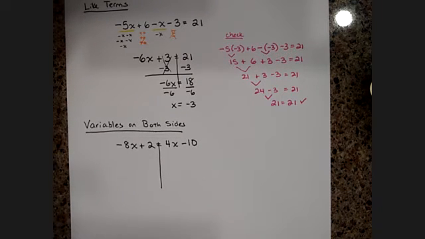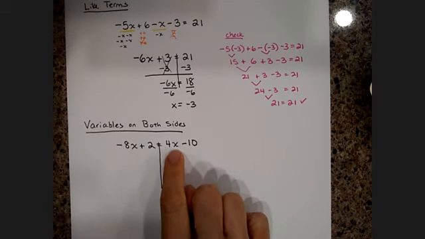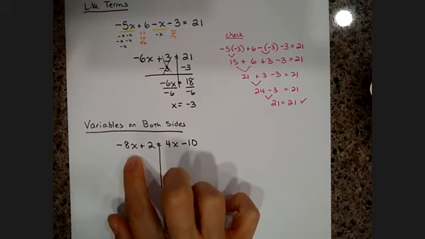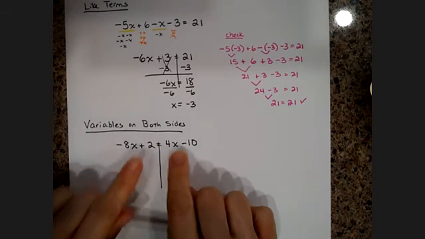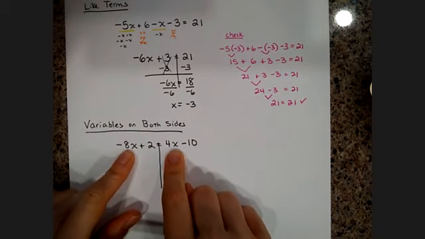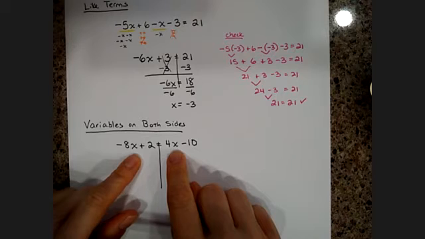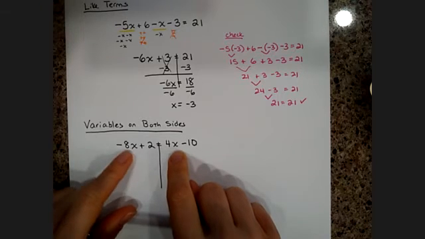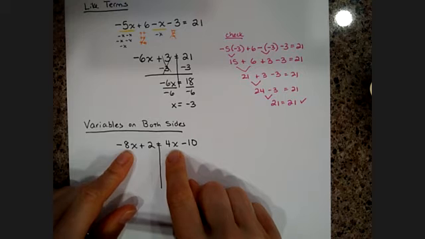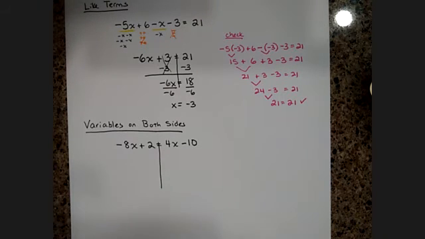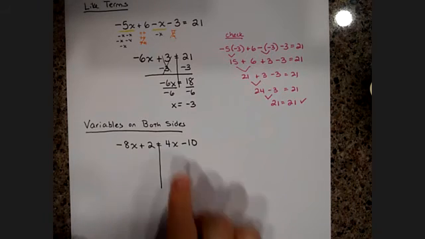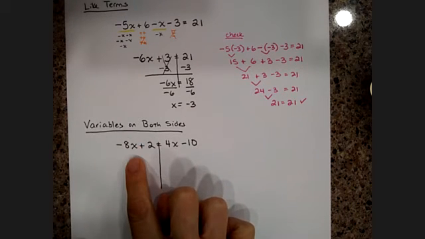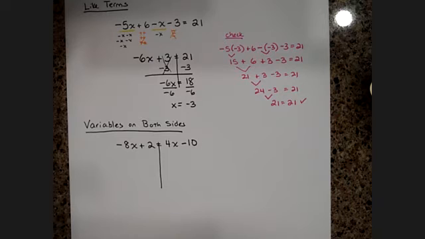Again, drawing the line helps you see that this 4x is on the right side. This -8x is on the left. And this line is like a wall. You cannot add these two together. They're on opposite sides of a wall. You cannot combine them. The only way you can combine them is to bring one of them over the wall to join the other. It's up to you as to which one you'd want to bring over. But remember, if you want something to flip over the wall, it has to flip its sign.